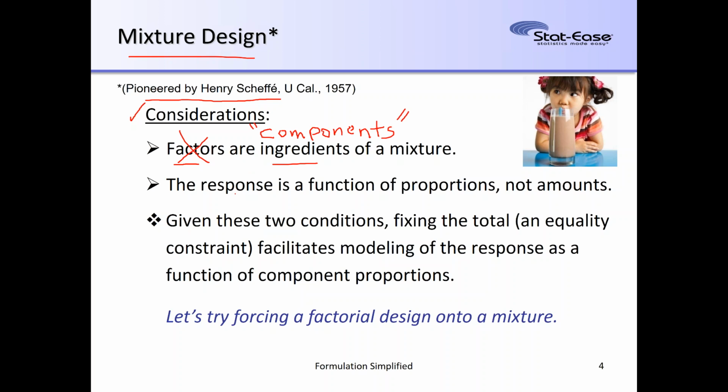Then what's more important is that the response is a function of the proportions and not the amounts. So a prime example would be foods and beverages, such as this nice milkshake that this lovely young lady is sipping. It's going to be tasty because it's got a good amount of sugar, a good amount of milk fat, and of course, the chocolate.